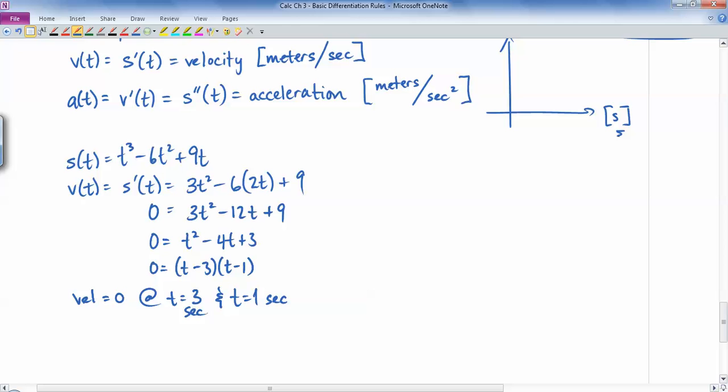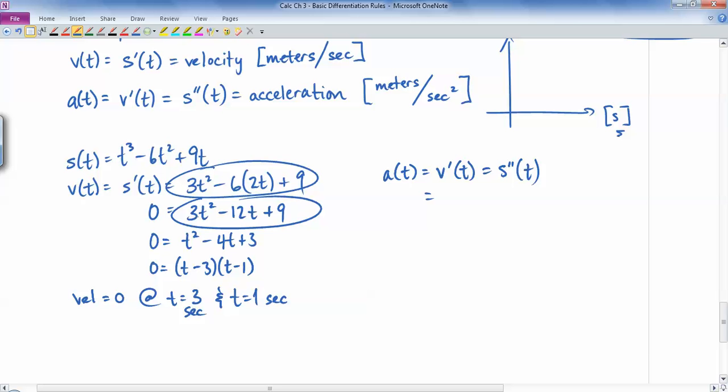Okay, so what I wanted to do is figure out the acceleration at those times. So we need the acceleration function, and that is the slope of the velocity function, or the second derivative of the position function. So v of t is right here. If I take the derivative of this, I'm going to get 3 times the derivative of t squared, so that's 2t, minus the derivative of 12t, which is just 12, and then the derivative of 9, which is 0. So I've got 6t minus 12 as my acceleration function.